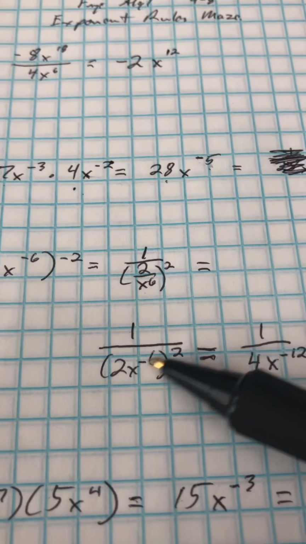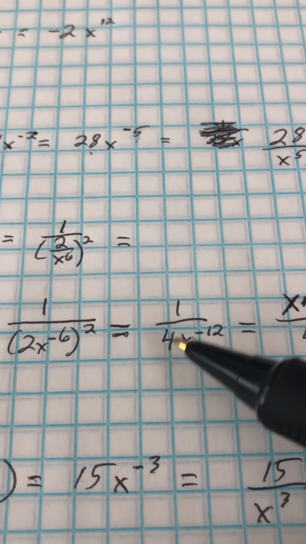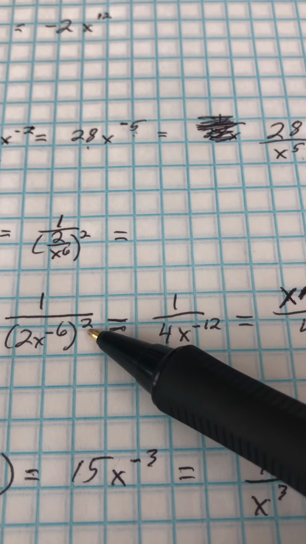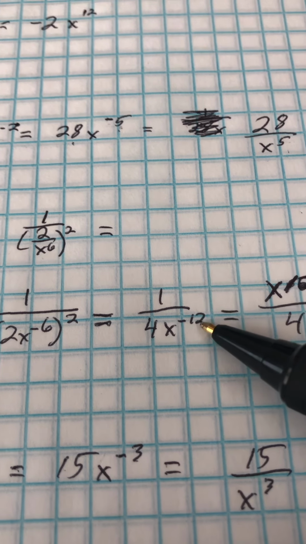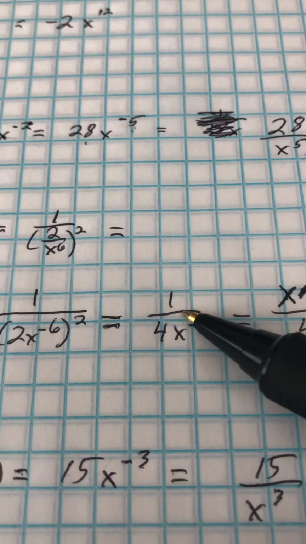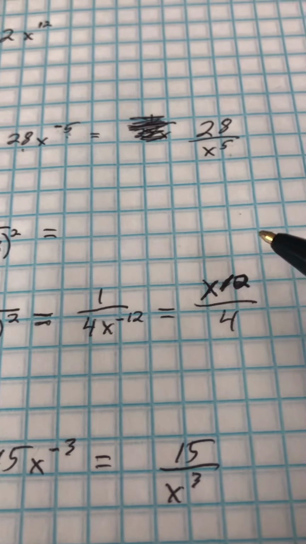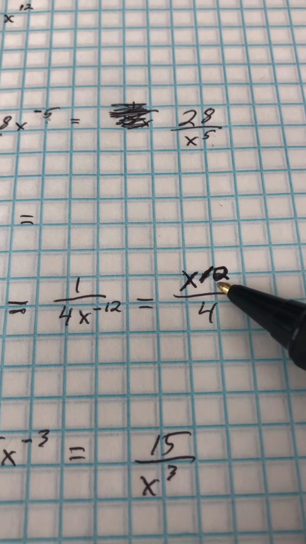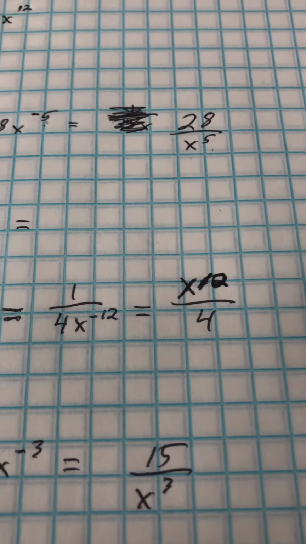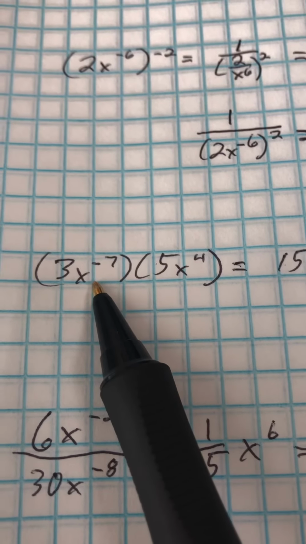Then I go ahead and I do this work down here. 2 squared is 4. Negative 6 times 2 is negative 12. Now I have this x to the negative 12 all under 1. So this x to the negative 12 is going to go above the line, and my 4 stays down there. So it's x to the 12th power over 4. After you shade that, it's going to take you to this problem.